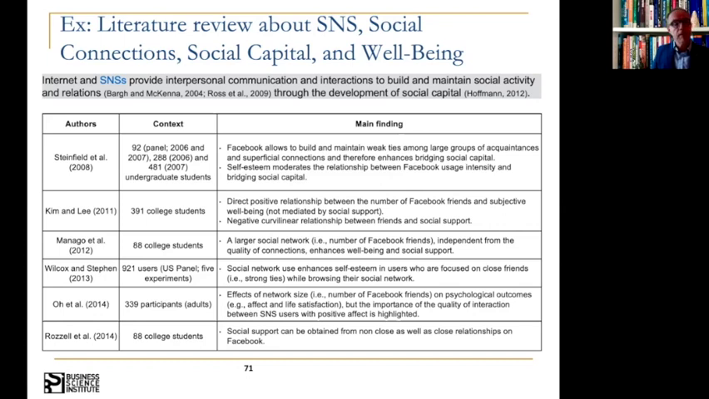Study 2, from Kim and Lee in 2011, was done with 391 college students. They used ANOVA to analyze the data, and they found a direct positive relationship between the number of Facebook friends and subjective well-being, and a negative curvilinear relationship between friends and social support. The third study, from Manago and colleagues in 2012, was done with 88 college students. They used analysis of variance, ANOVA, and showed that a larger social network, that is, a number of Facebook friends, independent of the quality of connections, enhances subjective well-being and social support.